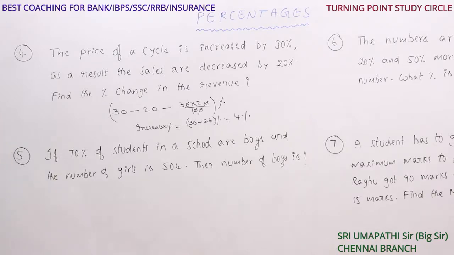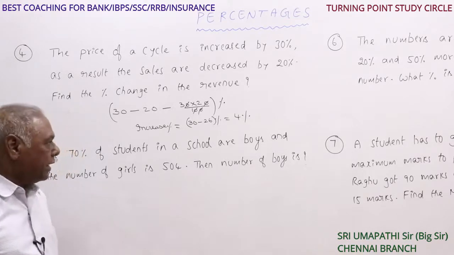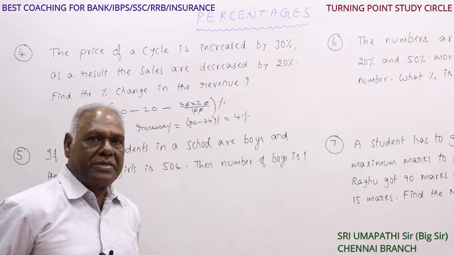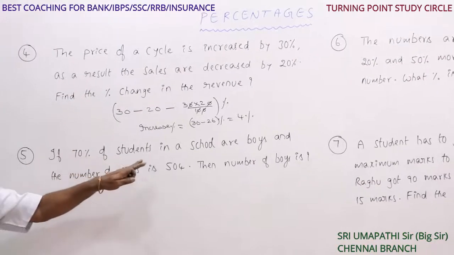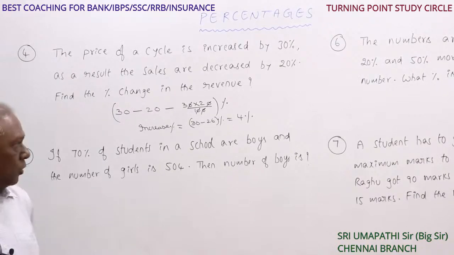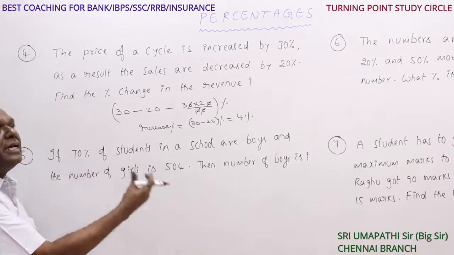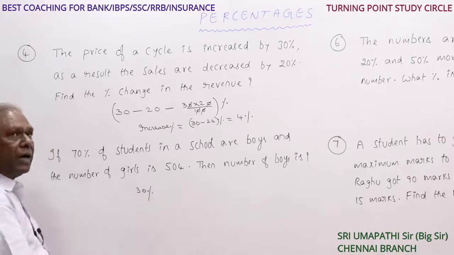If 70% of students in a school are boys and the number of girls is 504, the number of boys is? Here, if 70% of the students in a school are boys, the remaining percentage is girls. So what is the remaining percentage? 30%. So 30% are girls.